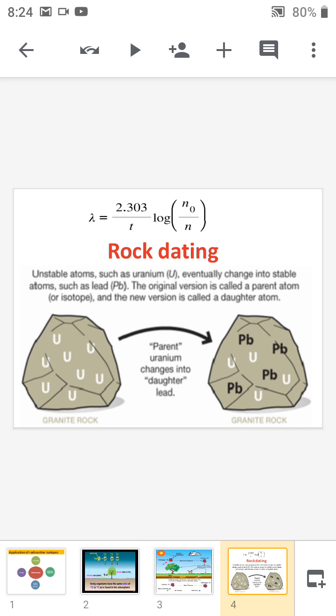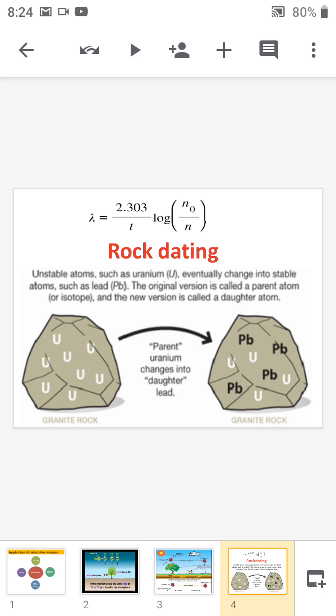The next application is rock dating. Rock dating means we can find out the age of the rock by measuring the radioactivity of the uranium isotope. We know that uranium 238 is the natural uranium which is present in nature, but the amount is very small. But this uranium 238 undergoes decay to form lead, Pb. So as the age of the particle increases, the amount of the stable isotope of lead will increase, and the amount of uranium in the rock particle decreases.